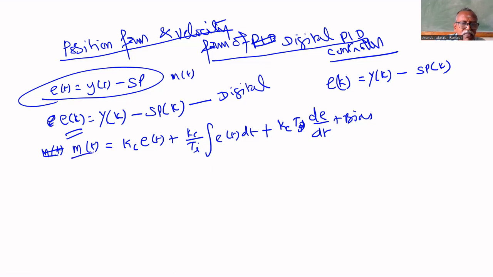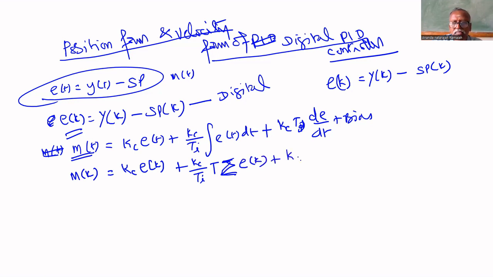Now replace this in digital form, then you will get M of k. M of k equal to Kc E of k plus Kc by Ti. This integration becomes summation. Summation means we have to multiply by sampling period T. The integration becomes summation of E of k, plus Kc Td. dE by dt means change in error per unit time. dt, let us approximate, is the sampling period. dE means change in error, that is E of k minus E of k minus 1. This is present error, this is past error. The difference between the two is change in error, dE by dt.